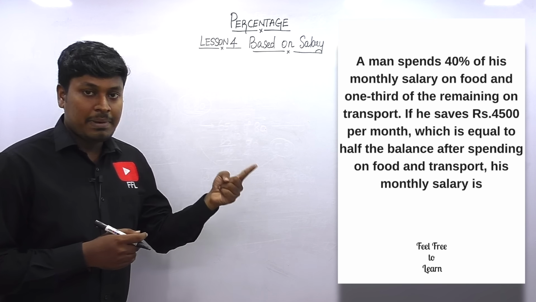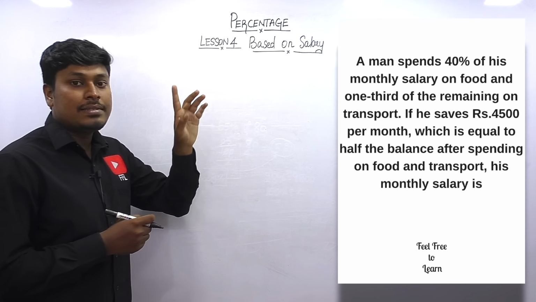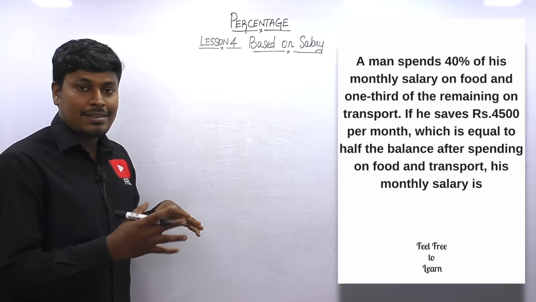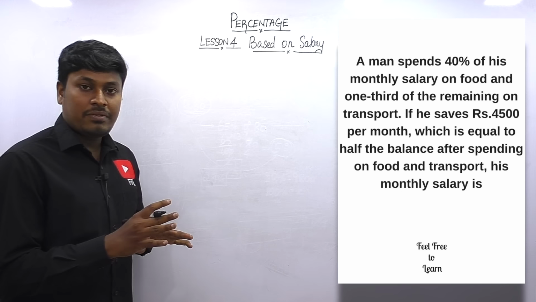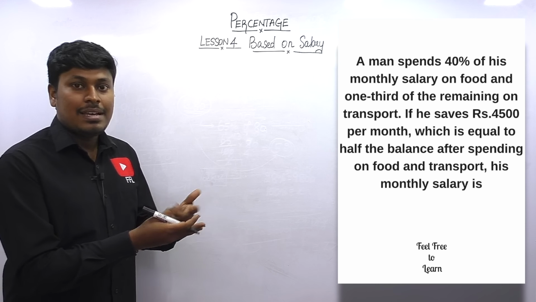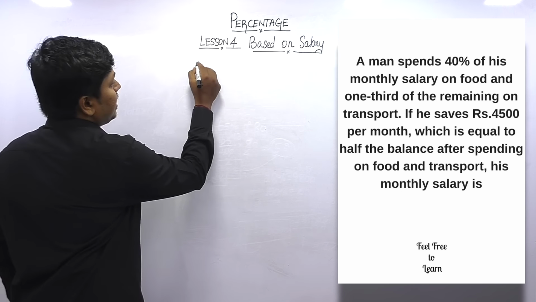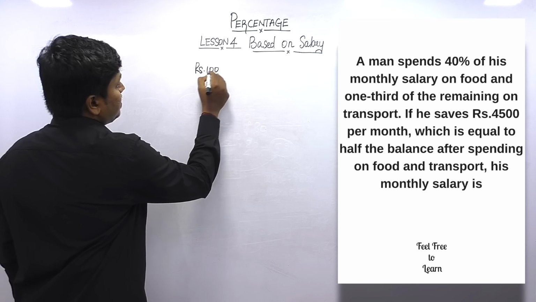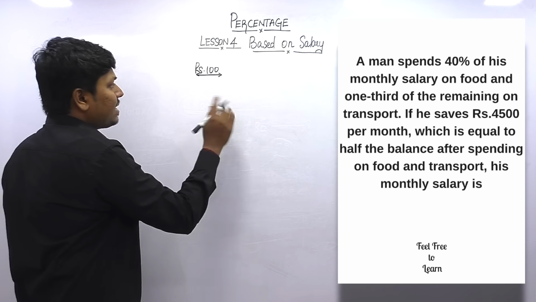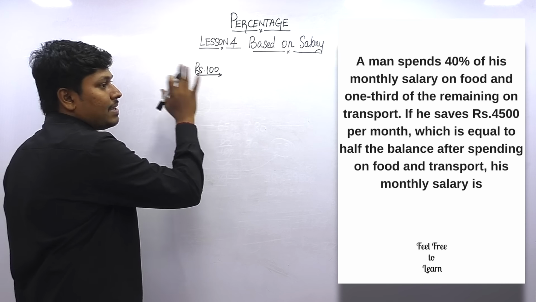Here we have found the word remaining. If you find the word remaining, then keep the base value as rupees 100. So while practicing, right, once you practice more number of questions, then you can keep it as 100%. But if you are a beginner, keep this as 100% base value. So we are saying that Mr. A, right, a man spent, so we can say that a man's salary is rupees 100.